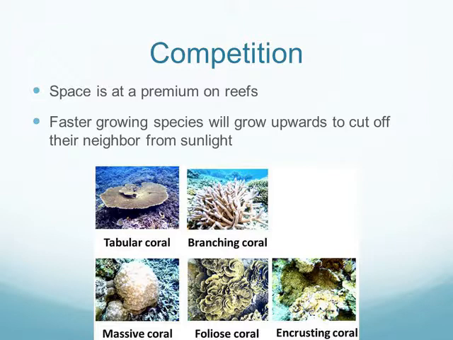Then you'll have your massive coral. So these are just your brain coral. Basically, they just get really, really big and take up a lot of space. You can get your foliose coral, so they kind of look like flowers. And if they just keep growing like that, they'll have more space for collecting sunlight. And then you can have encrusting coral. So this one basically takes up any of the extra space that it can.